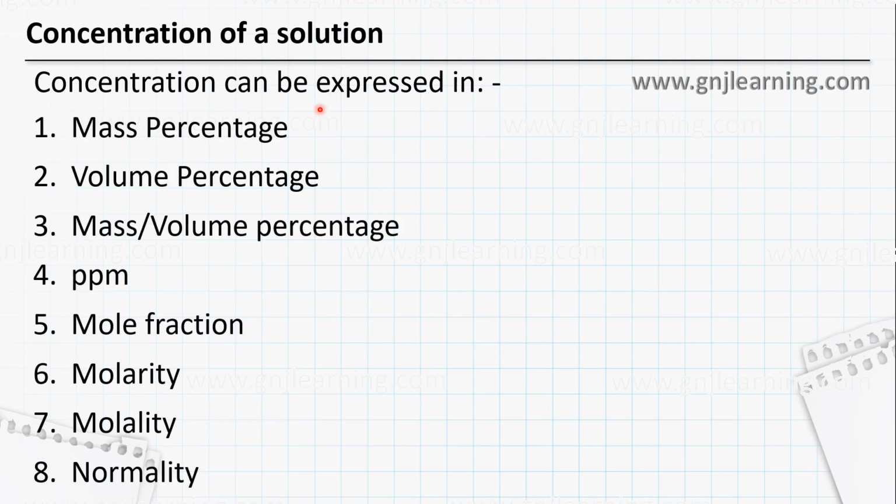So the next topic is based on the concentration of a solution. There are different methods to express the concentration of a solution. There are various methods, and we are going to see them one by one in this list. Concentration can be expressed in mass percentage, volume percentage, mass by volume percentage, ppm meaning parts per million, then mole fraction, molarity, and normality.